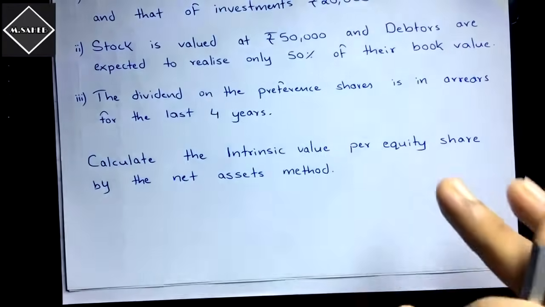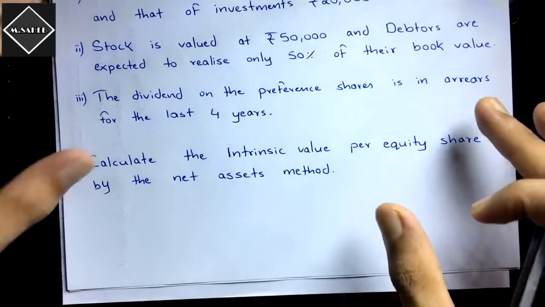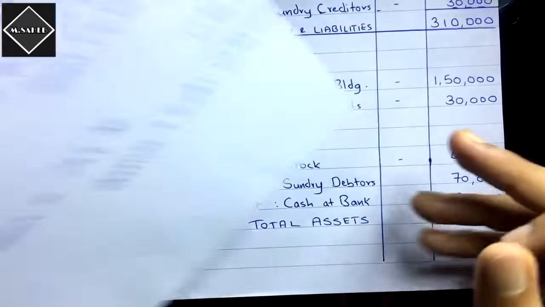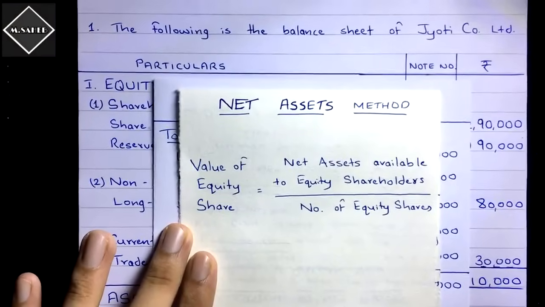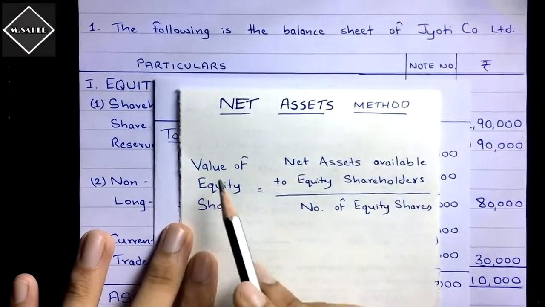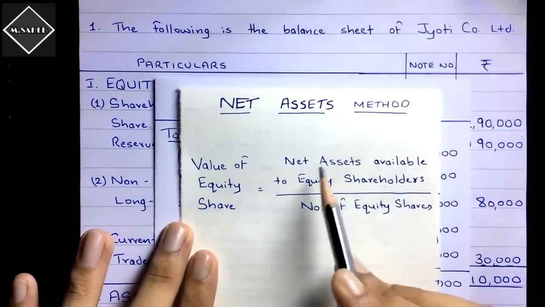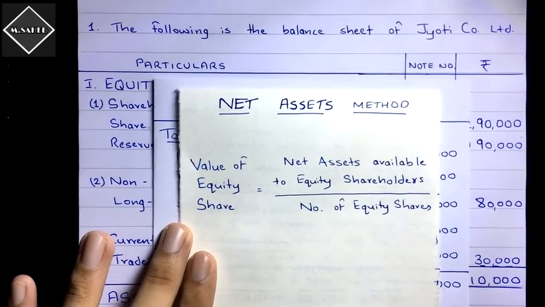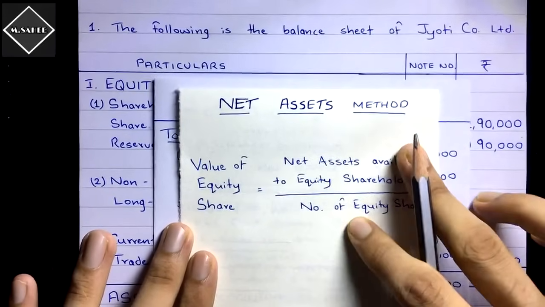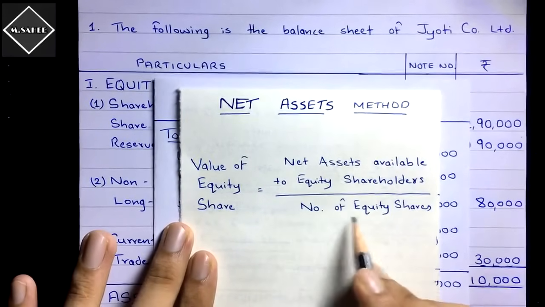So here they have given us some adjustments, so we have to adjust the items. Fine. So now let's solve this problem. See, here we have the formula. Value of equity share is equal to net assets available to equity shareholders divided by number of equity shares. So here we need two things, right? Net assets and number of equity shares.